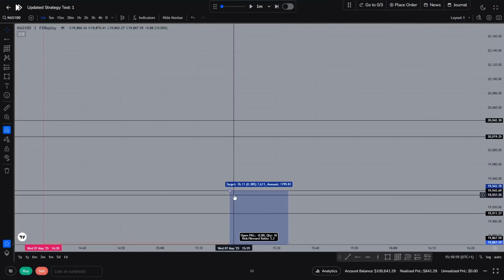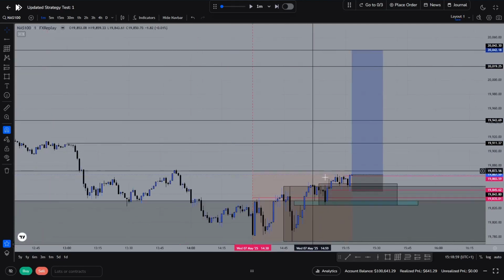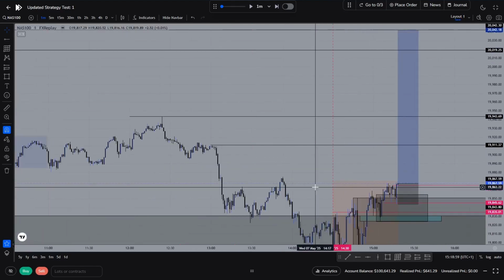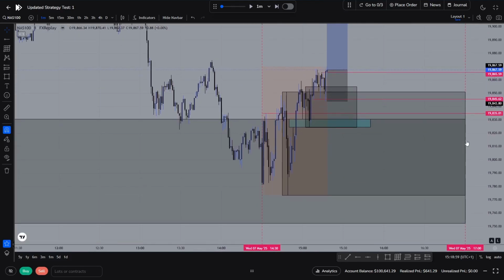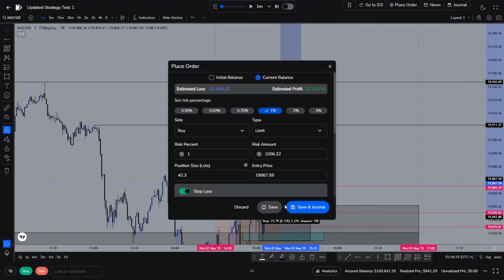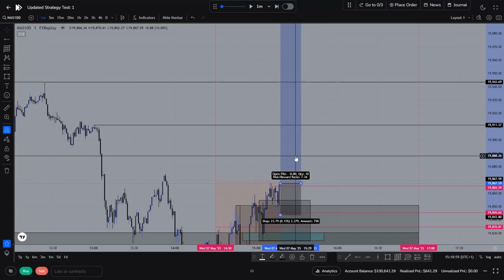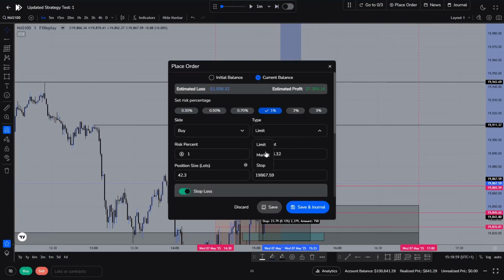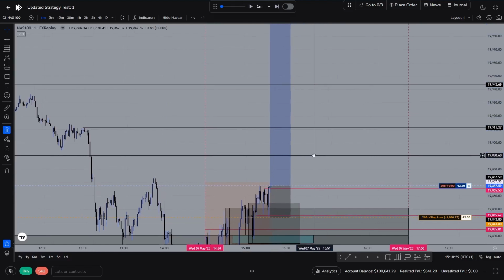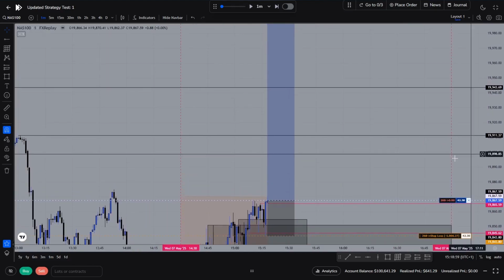Risk reward, won't take profits up here. From 1 to 7. Just gotta be patient with it. Alright, risk 1% as always. Save. What the hell? Buy limit order can be placed below. Oh, I was gonna do market. Market, save. Alright, let's get it.